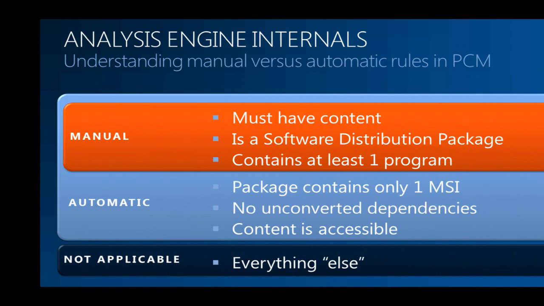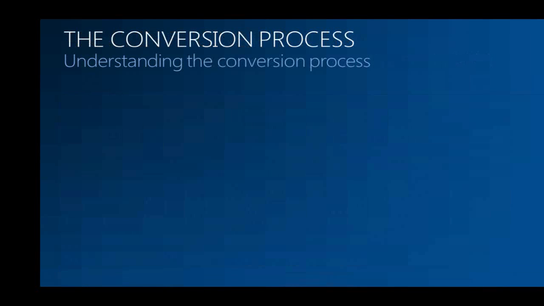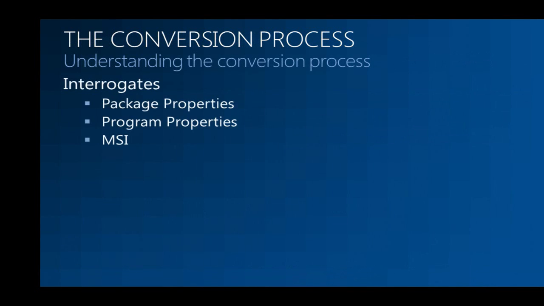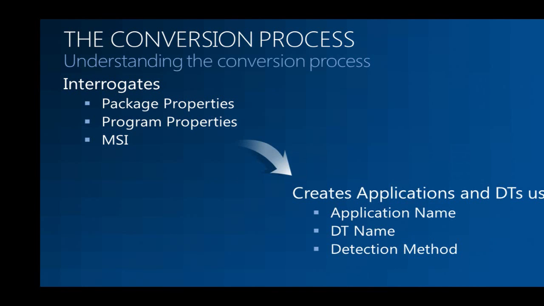Everything else, not applicable. All right, so the conversion process. First thing we do is interrogate the package. We look for program properties. We interrogate the MSI for the product code and detection methods. And then we create applications, which is basically the metadata folder for it, if you will. And then we create the DTs, which is the application name, the DT name, and the detection method.